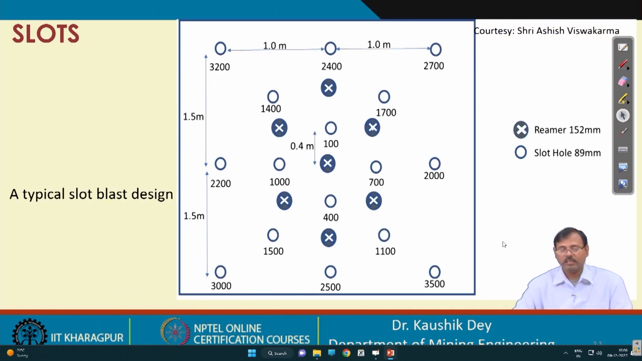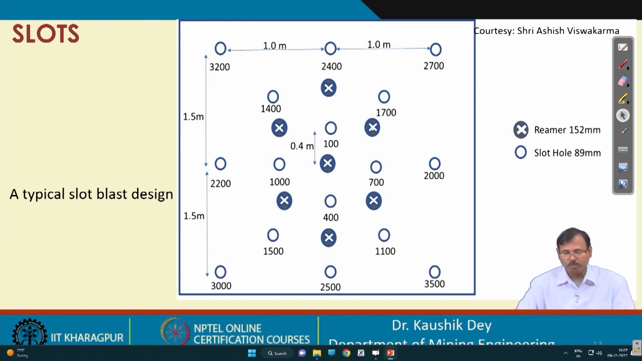So, this is the blast design for the slots. Basically, it is similar to the burn cut blasting, but instead of burn cut we do it in the front side, horizontally the drilling is carried out, but here the burn cut is basically followed vertically downward direction. So, you can consider that we are also having in this case a single free face. So, that is why a similar blasting practice has to be carried out.